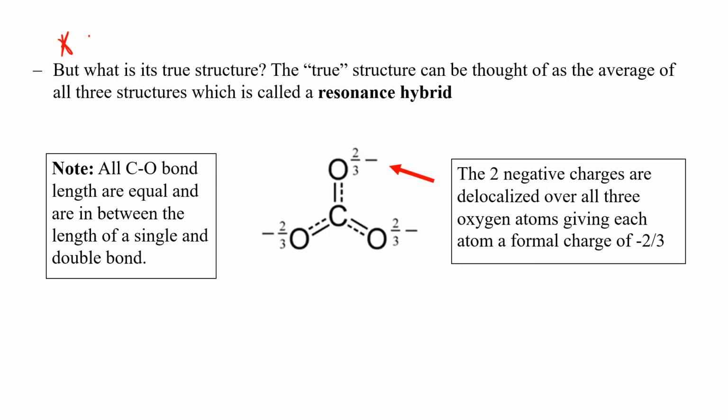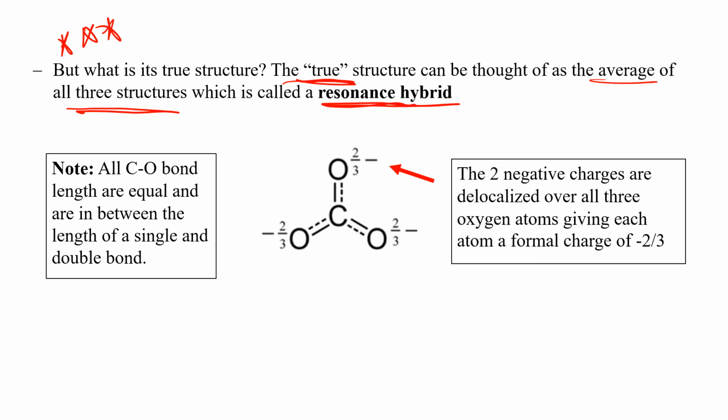All right, this is important. This shows up on the AP exam almost every year. Understanding the resonance hybrid. So you don't necessarily have to draw the resonance hybrid. However, you have to understand that the individual resonance structures don't really exist. The true structure is really an average of all 3 resonance structures, and that average is called a resonance hybrid.